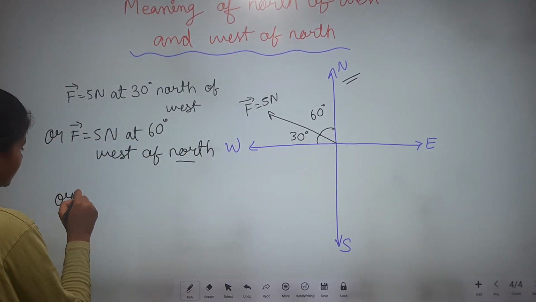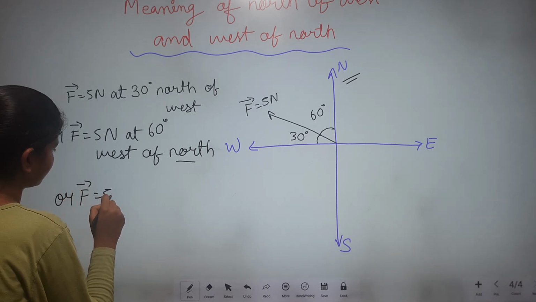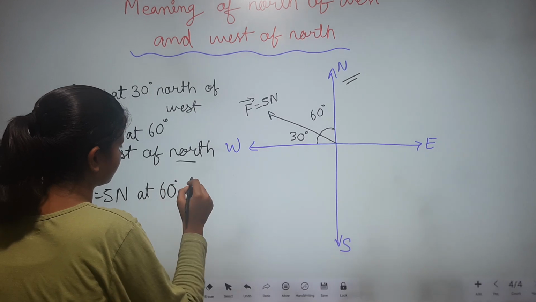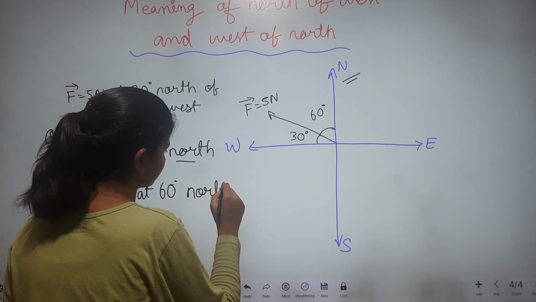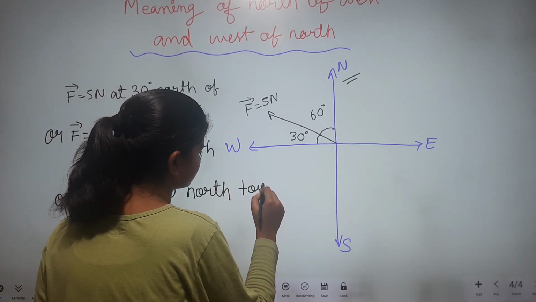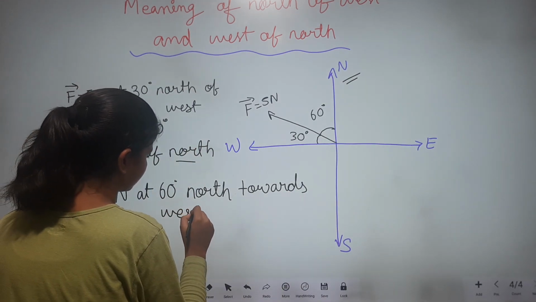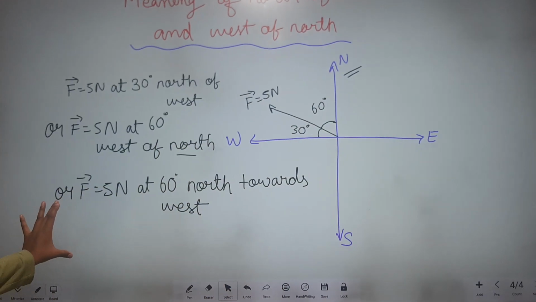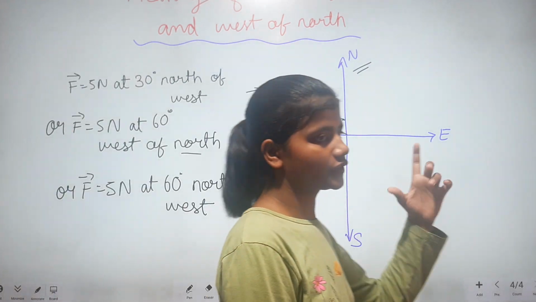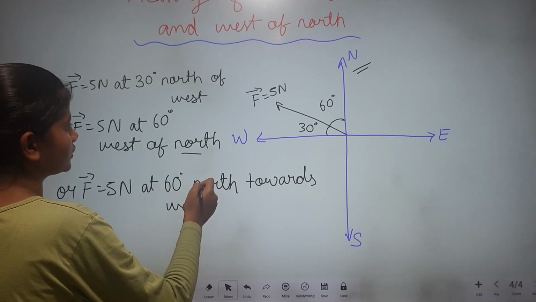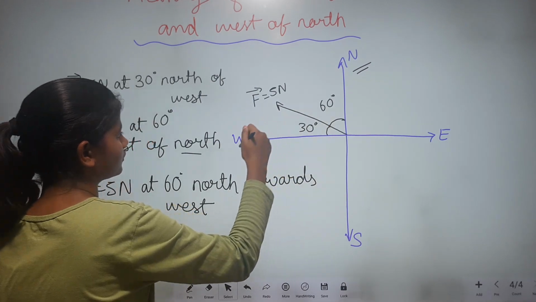Or we can also write like this: equal to 5 Newton at 60 degree north towards west. Okay. Here in the place of towards we can also write due. Or we can also write like this: force is equal to 5 Newton at 60 degree north toward west. Okay.